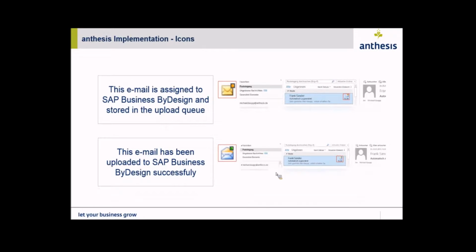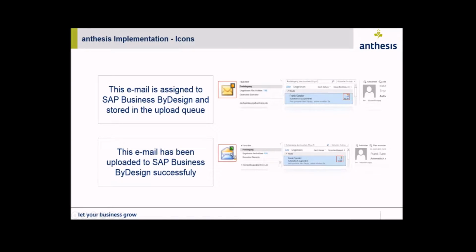When you have assigned an email to master or business transactional data in BYD, the mail icon in your Outlook folder gets a small orange dot. This is what you see here. This is the indicator that the mail is stored in the local upload queue now and is ready for upload to SAP. When the mail is uploaded to SAP successfully, the mail item will get a green dot instead of the orange one, like you see it here.